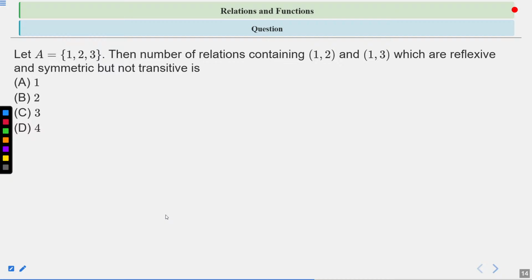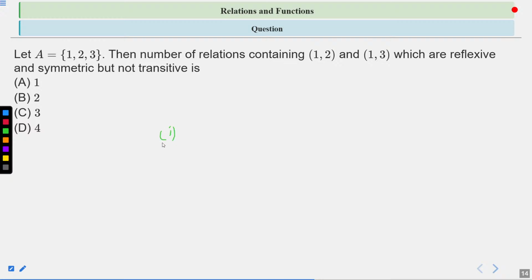Next question says: let set A be equal to {1, 2, 3}. The number of relations containing (1, 2) and (1, 3) which are reflexive and symmetric but not transitive, right? So we basically have to find the number of relations from A to A, and that relation must contain the elements (1, 2) and (1, 3), and the relation should be reflexive, symmetric but not transitive, right? So for this we must know what is a reflexive relation, what is a symmetric relation and what is a transitive relation.